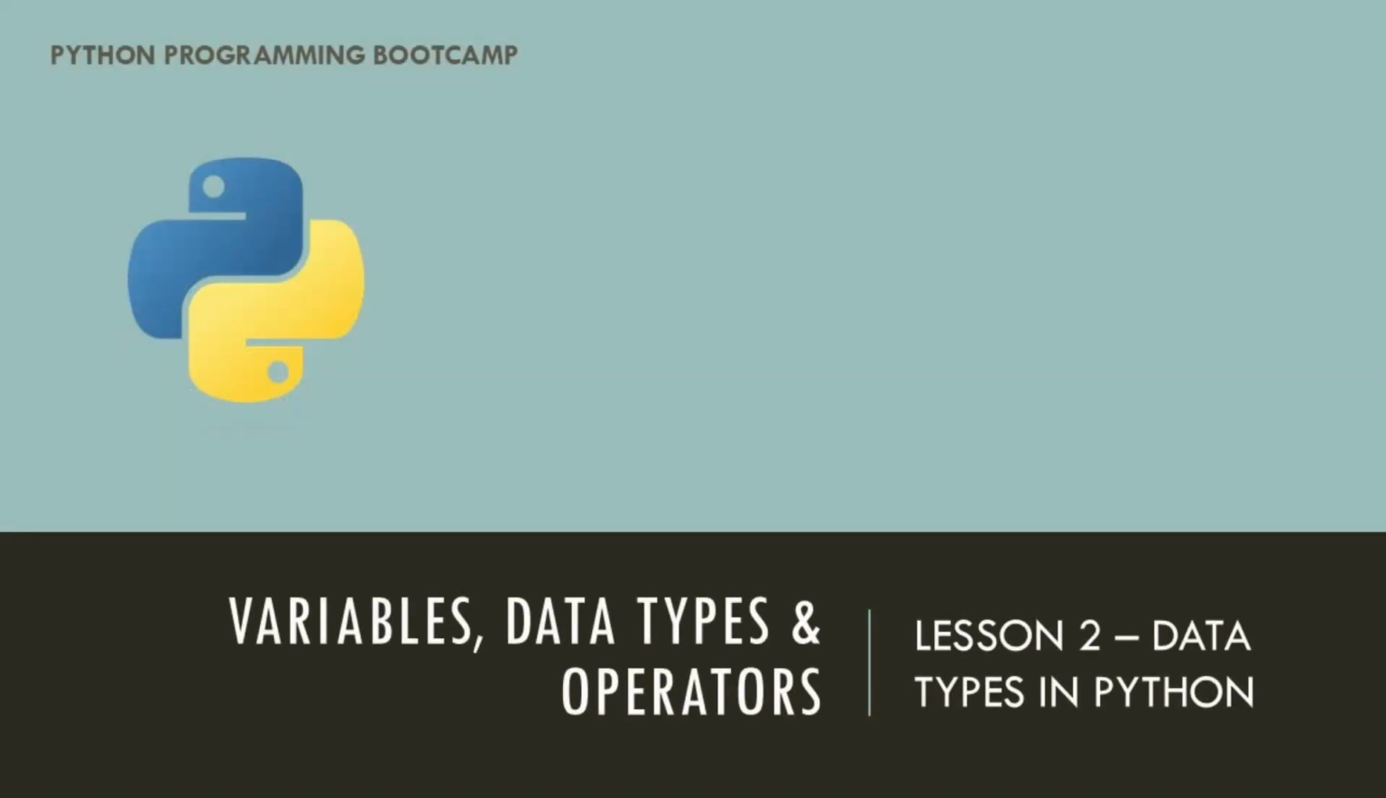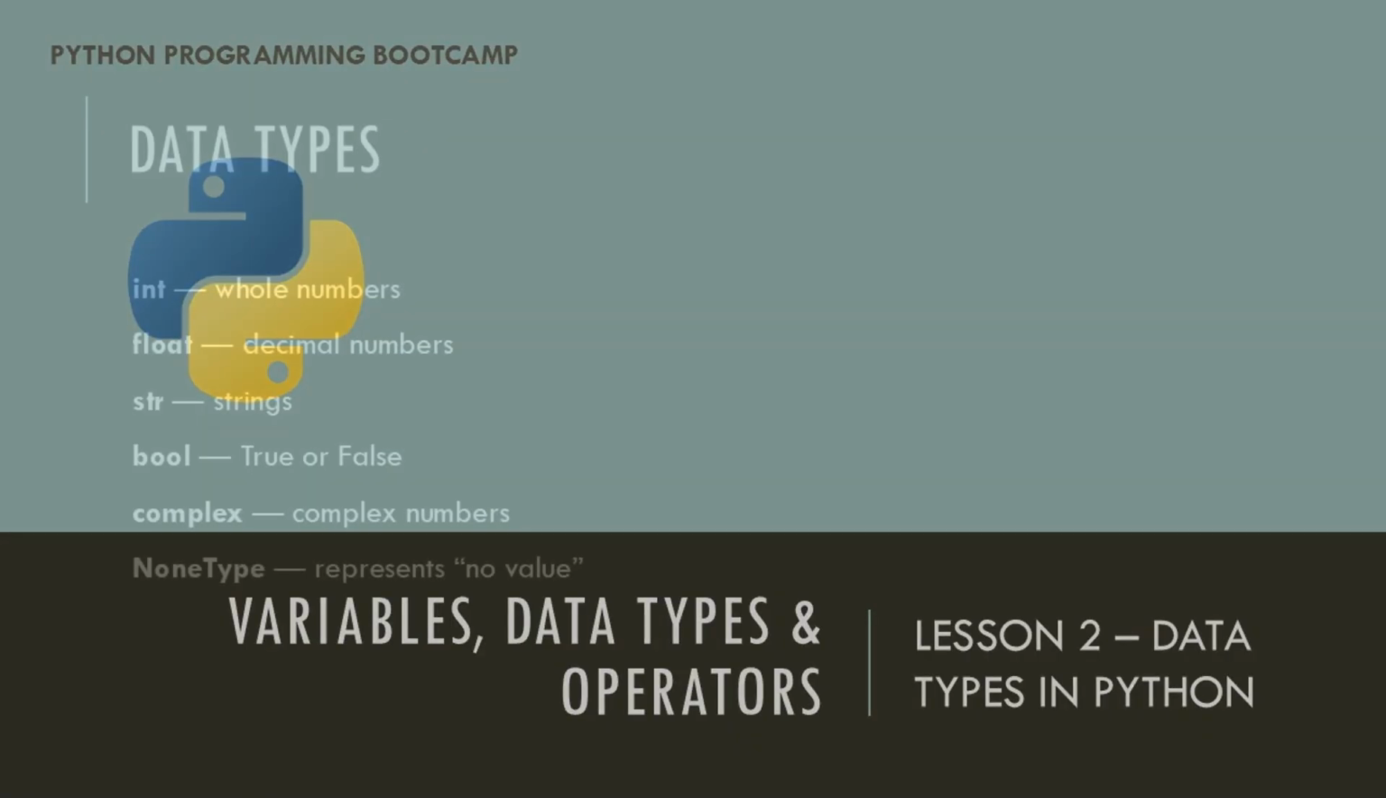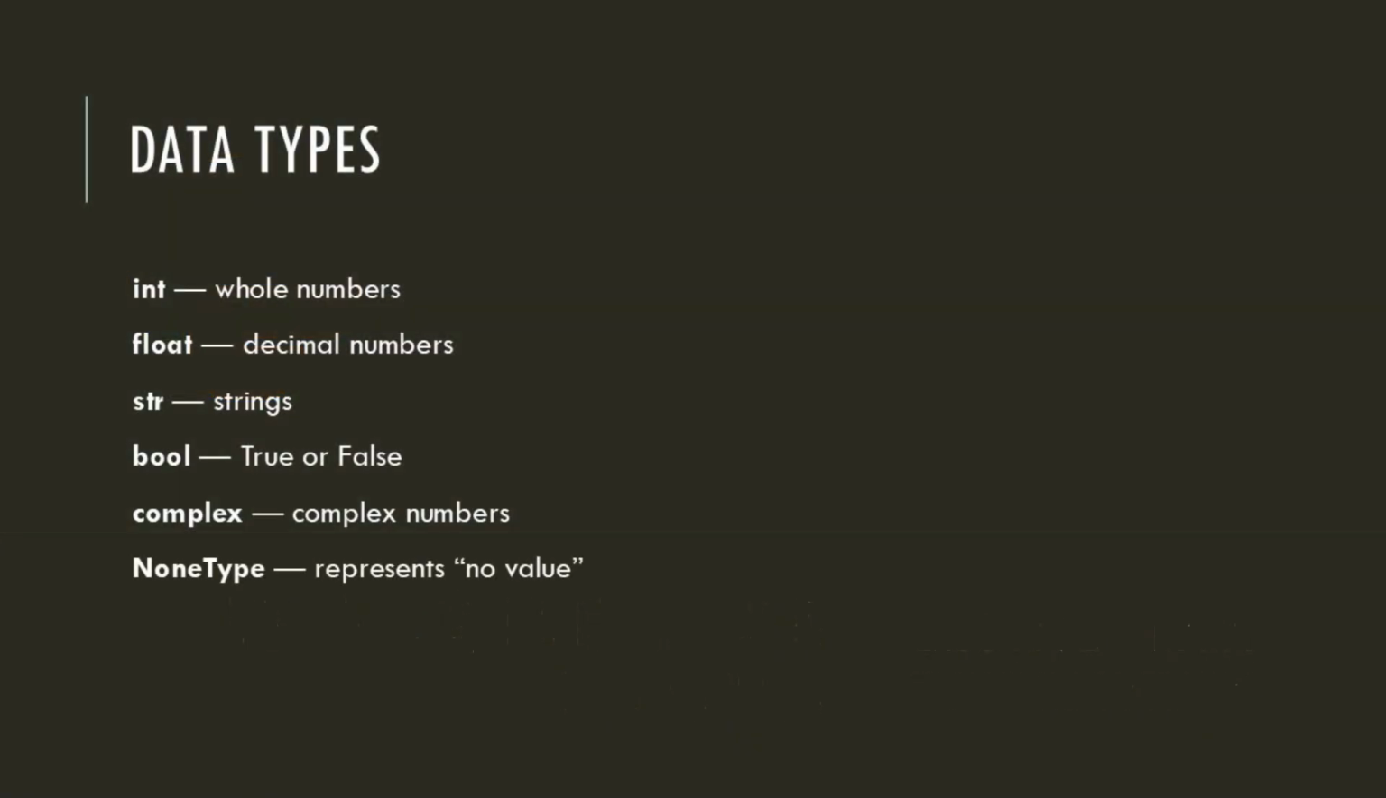In this lesson, let's talk about data types, the kind of data Python stores. Python has several built-in data types. int stores whole numbers, float stores decimal numbers, str stores strings, bool stores True or False, complex stores complex numbers, and NoneType represents no value.